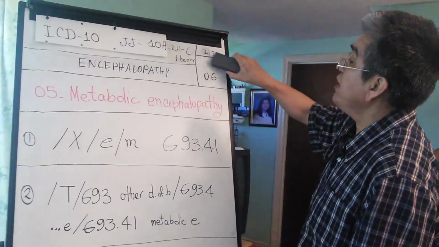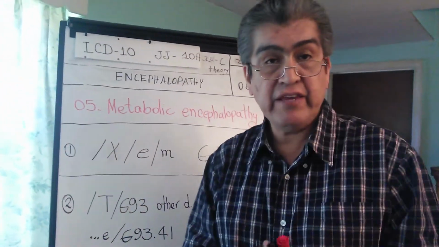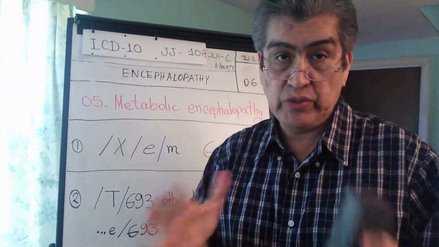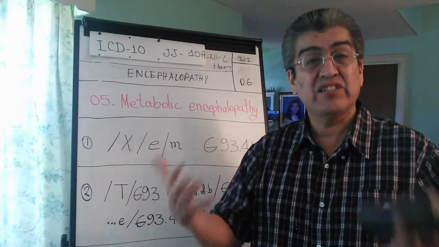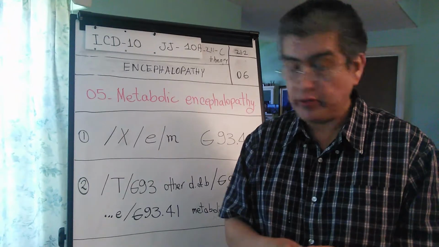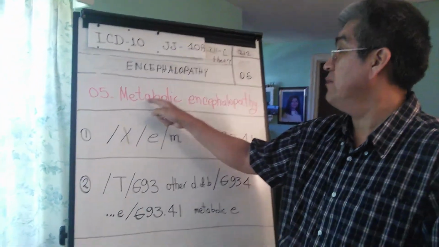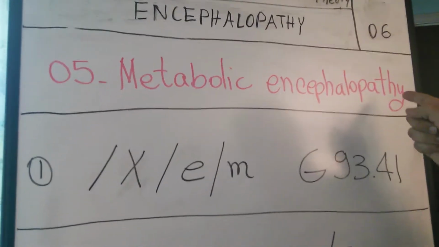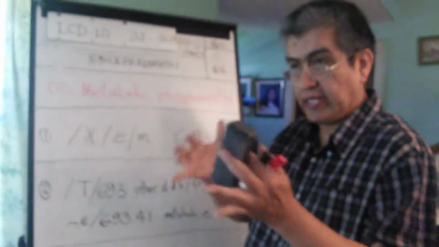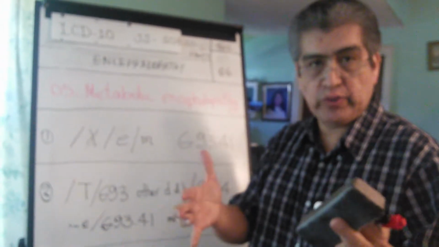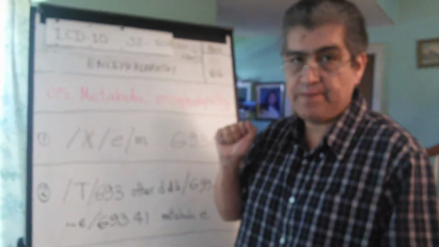All right, today we're going to do a very, very simple problem, and we're going to use this problem to explain the whole process as an introduction to coding, okay? The problem is that you have to code metabolic encephalopathy. Very simple. Somebody comes to you and says, can you please code in ICD-10 metabolic encephalopathy, okay?